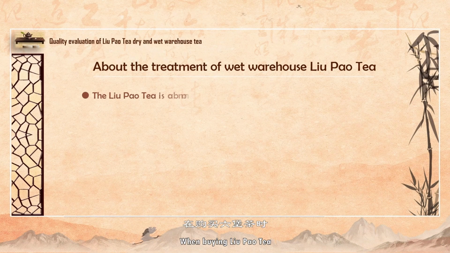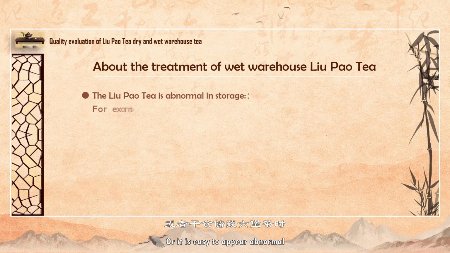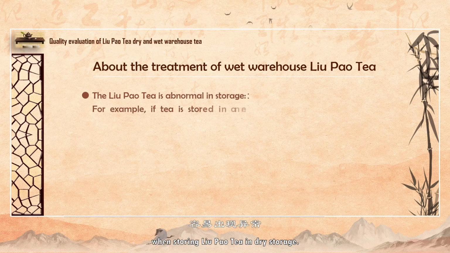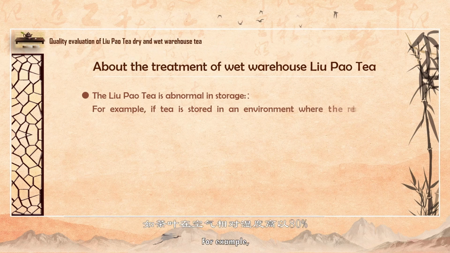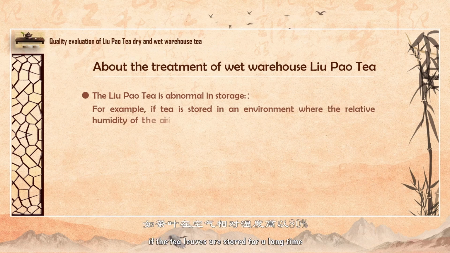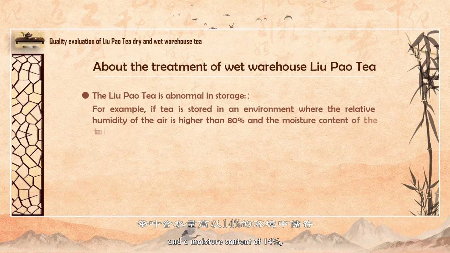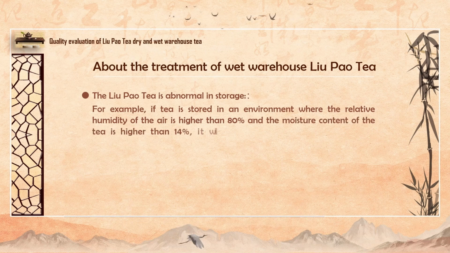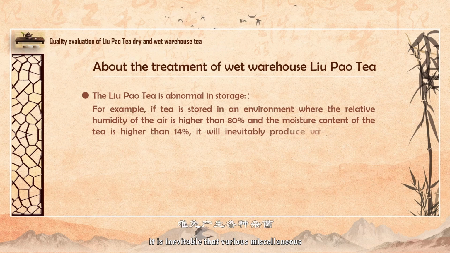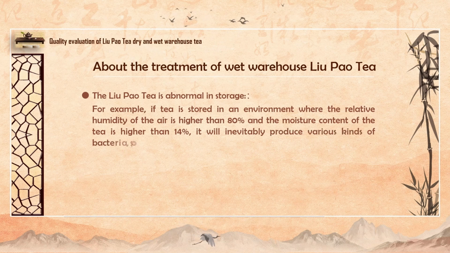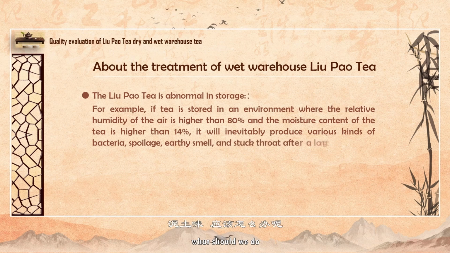When buying Liu Pao tea, or when storing Liu Pao tea in dry storage, it is easy for abnormalities to appear. For example, if the tea leaves are stored for a long time in an environment with high relative humidity of 80% and a moisture content of 14%, it is inevitable that various miscellaneous bacteria will appear, and the smell of corruption and soil will occur. What should we do?